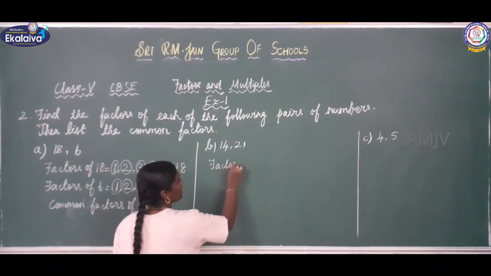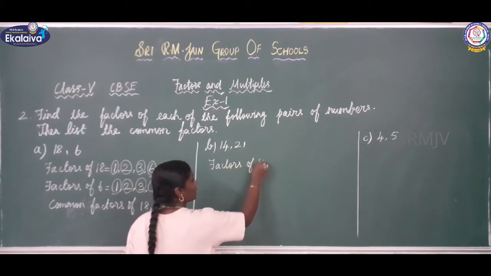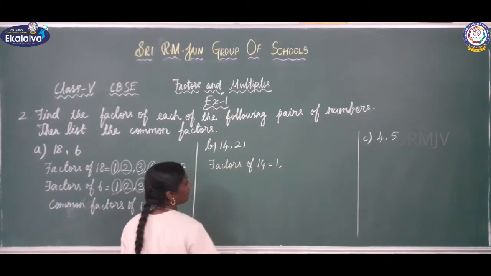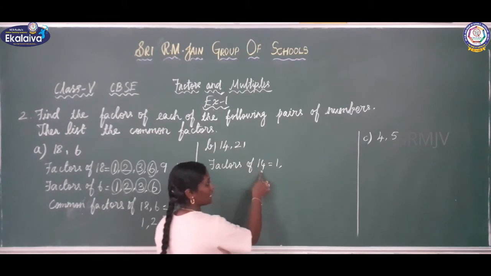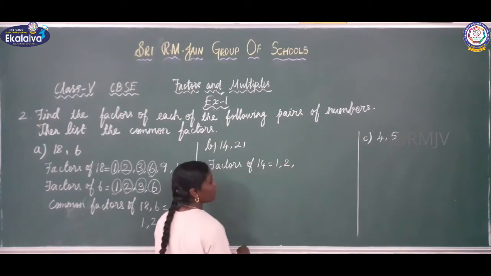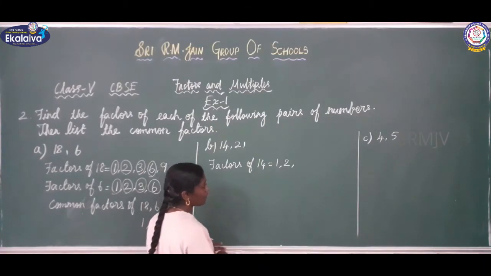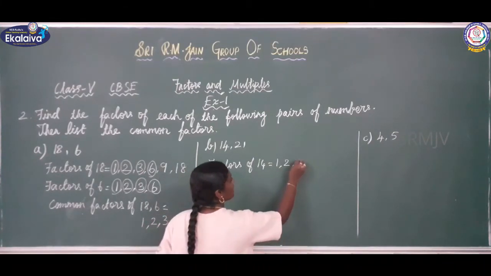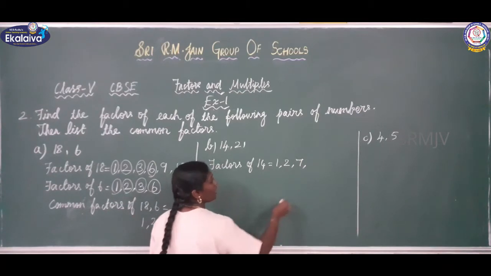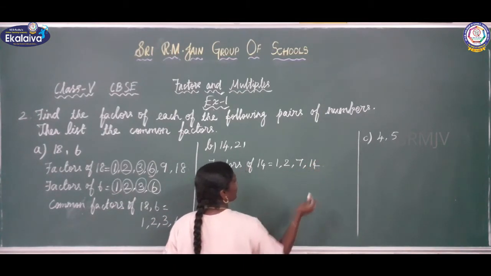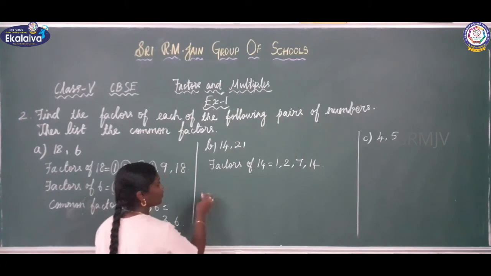First we are going to find the factors of 14. The first factor is 1. Then 14 is an even number, so 2 is a factor. 14 is not divisible by 3, 4 or 5. Then the next factor is 7, after that 14. Okay, these are the factors of 14.